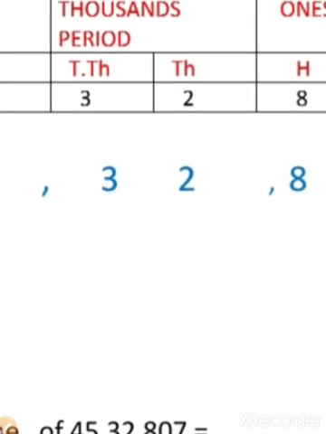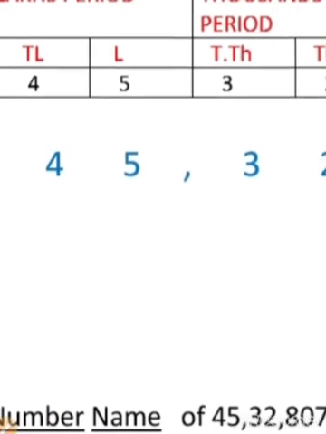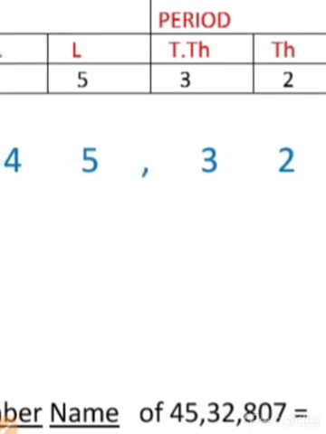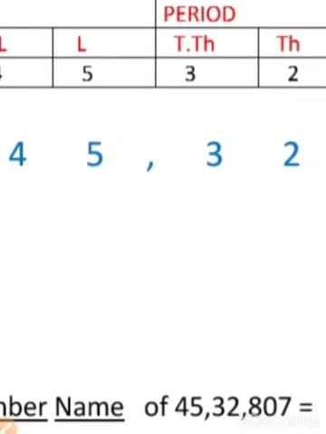Now we move to the next period. The next period is thousands period. There are digits 3 and 2. And after that we have lakhs period. So students, we have to place one comma here to separate the thousands period from the lakhs period. Okay. So this is the placement of second comma.